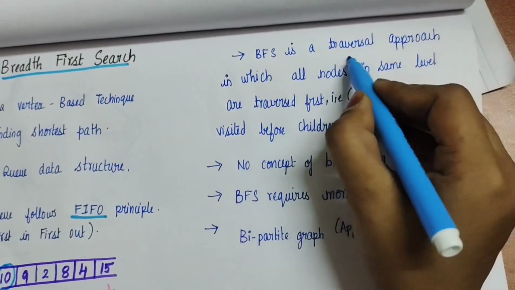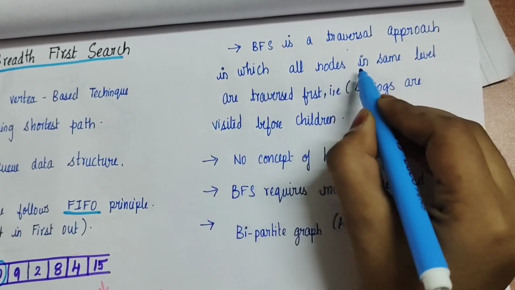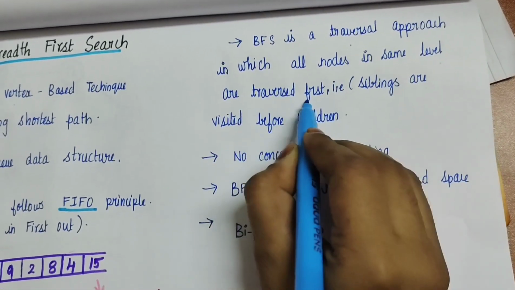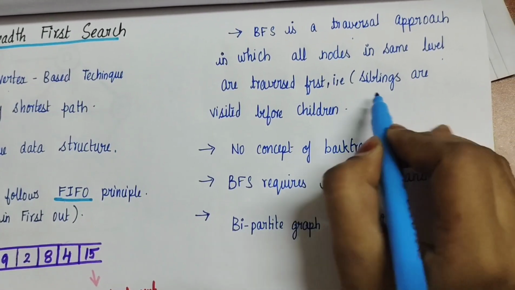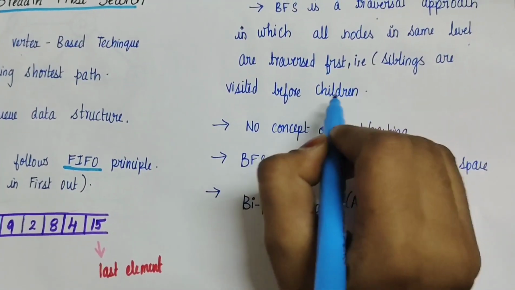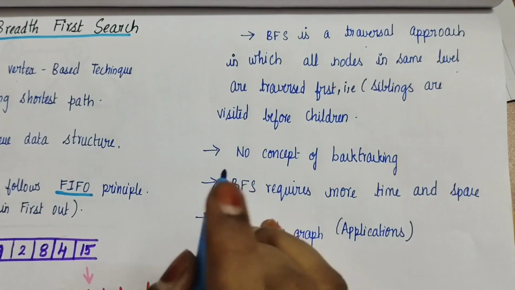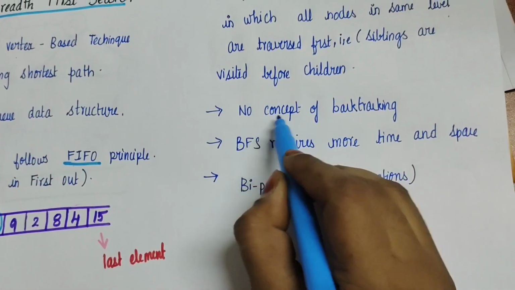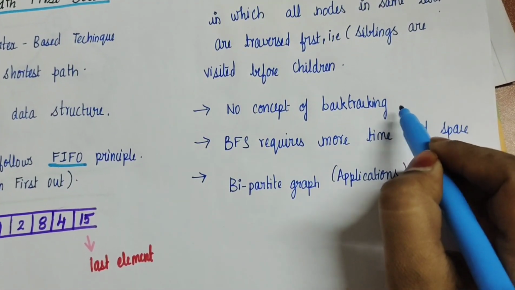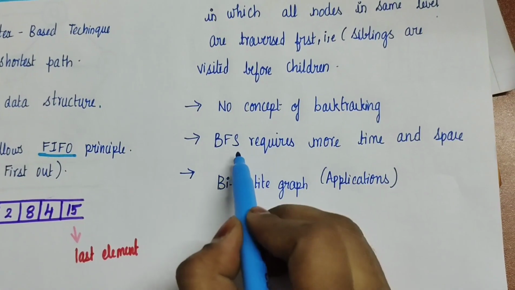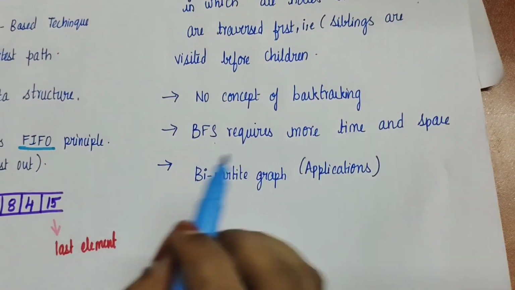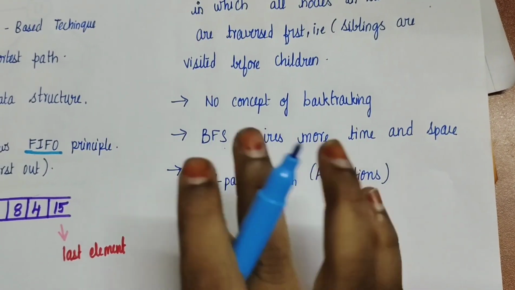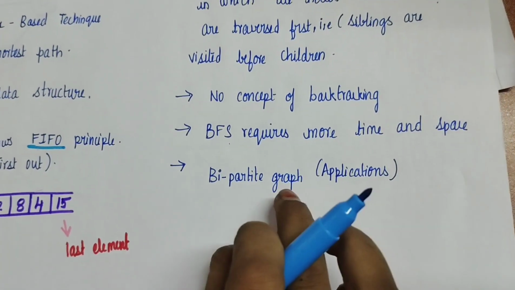BFS is a traversal approach in which all the nodes in the same level are traversed first. That is nothing but siblings are visited before the children. We will see this concept in the graph. There is no concept of backtracking in BFS, and BFS requires more time and space complexity. This concept is used in various applications like bipartite graphs.